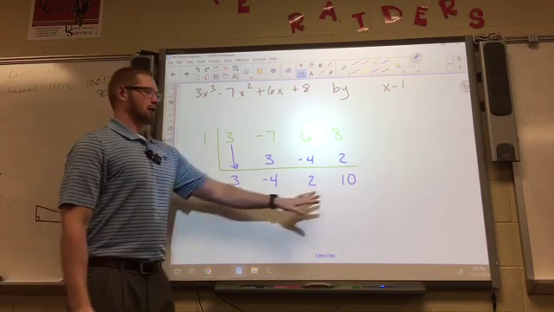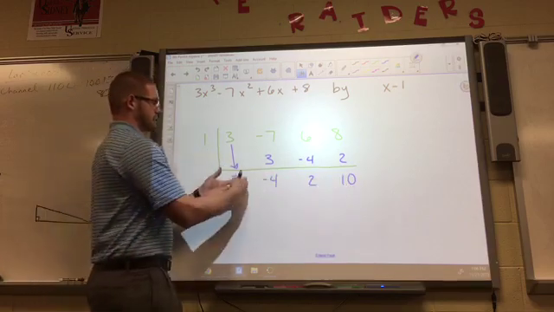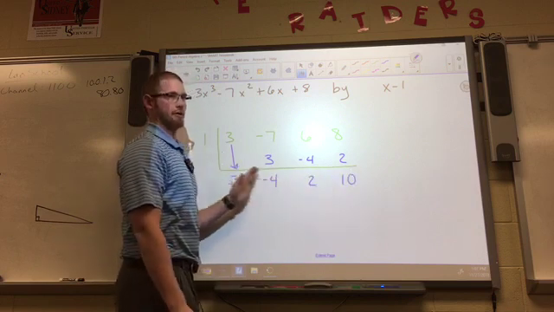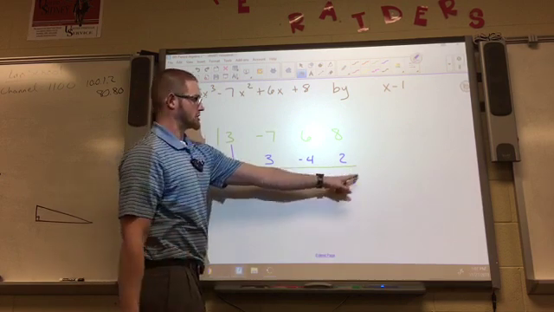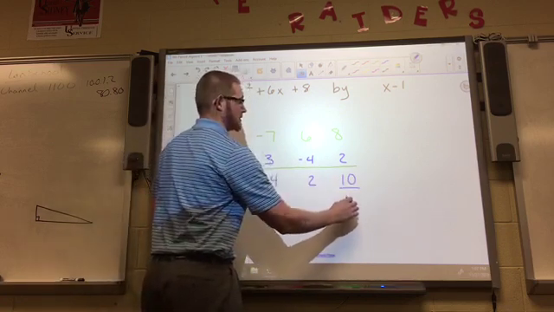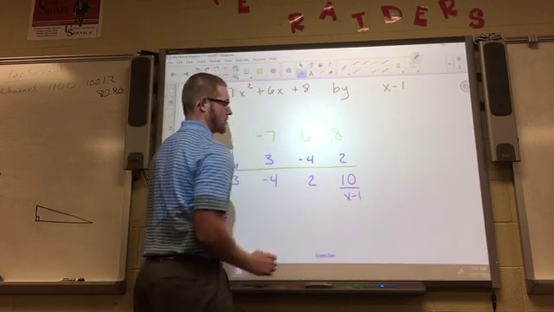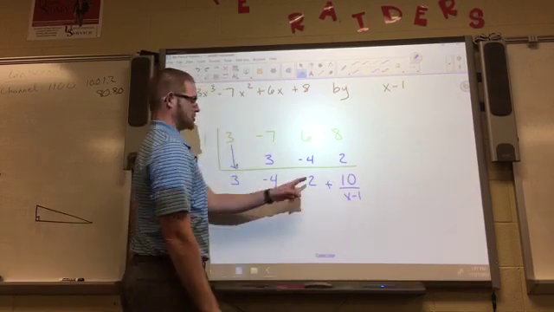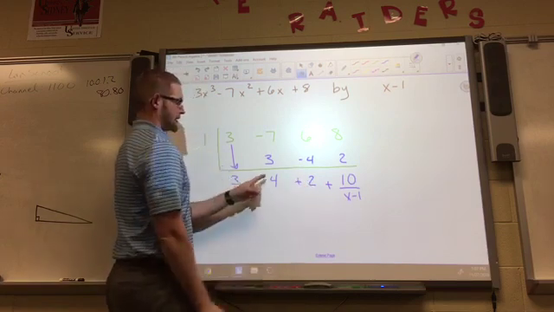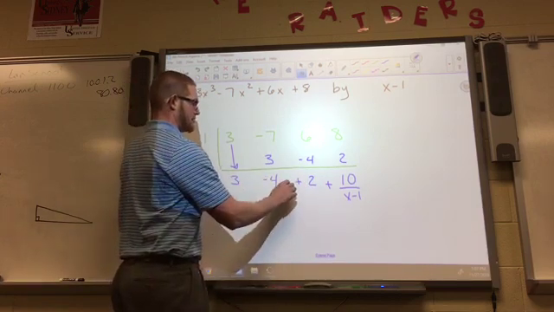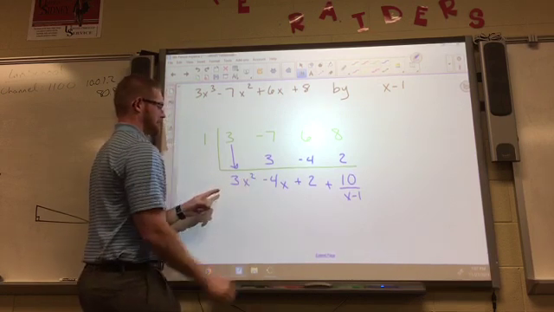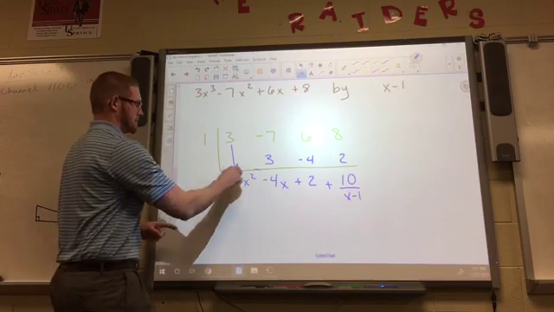The mistakes usually come right here. If you leave yourself enough space, you can usually just fill your variables in right here and you don't have to rewrite it. What's special about this 10? It's my remainder, so it goes over x minus 1. 2 has an x to the 0. -4 then has an x to the first. 3 has an x to the second. Bingo.